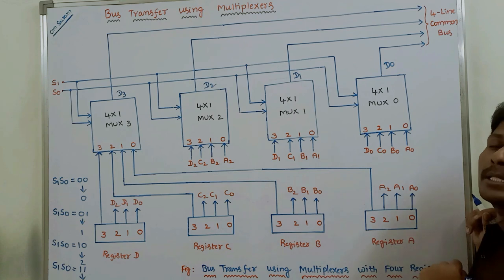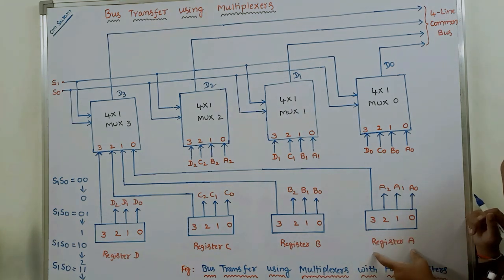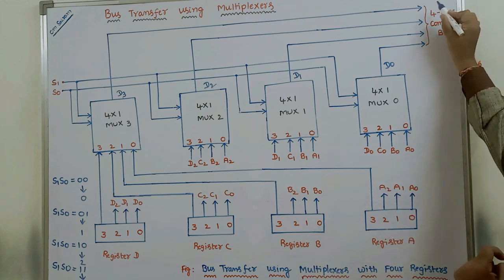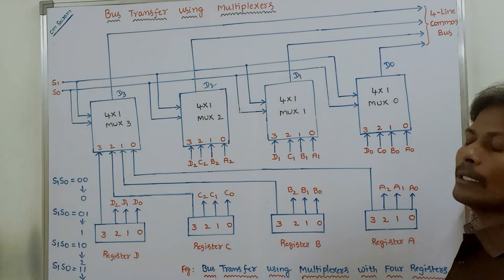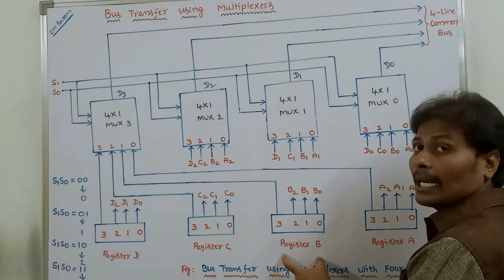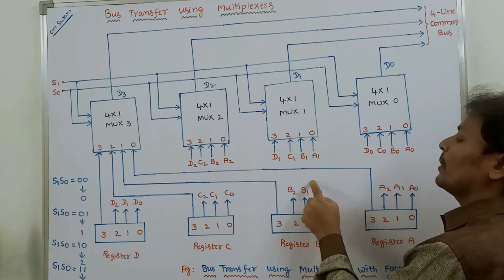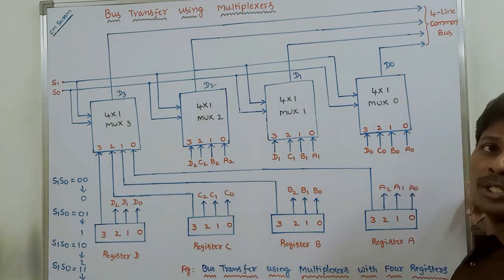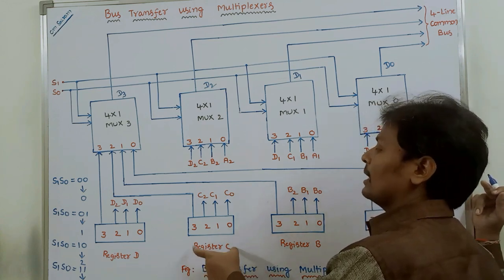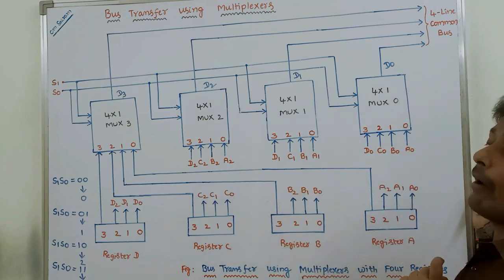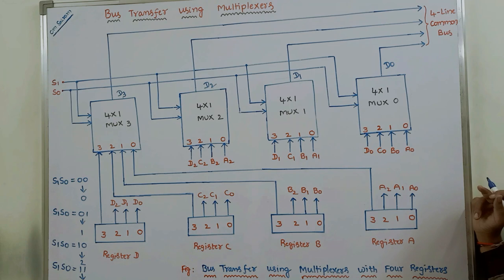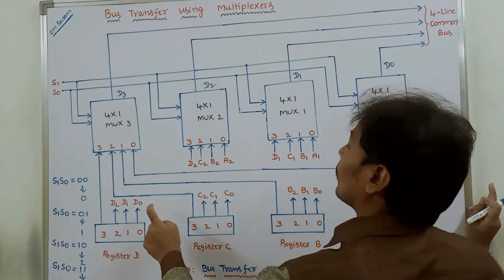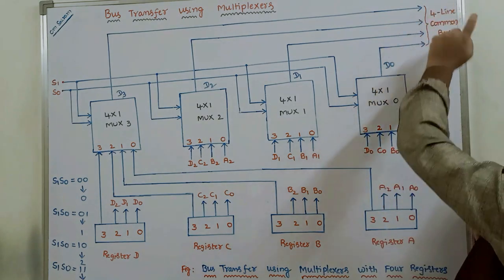Whenever S1, S0 is equal to 0, 0, register A is selected, the content of register A, A0, A1, A2, A3 bits are connected to the 4-line common bus. S1, S0 is equal to 0, 1, register B is selected, the content of register B, B0, B1, B2, B3 bits are connected to the 4-line common bus. S1, S0 is equal to 1, 0, we have to select register C. The content of C0, C1, C2, C3 bits are connected to 4-line common bus. S1, S0 is equal to 1, 1, we have to select register D. The content of D0, D1, D2, D3 are transferred to 4-line common bus.